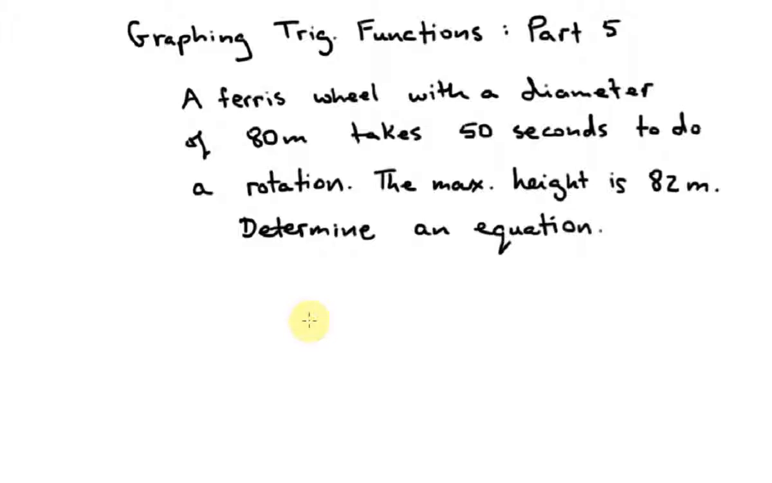We're basically doing one example that comes from a real-life situation, and it reads: a Ferris wheel with a diameter of 80 meters takes 50 seconds to do a rotation. The maximum height is 82 meters. Determine an equation that would describe the motion of this Ferris wheel.